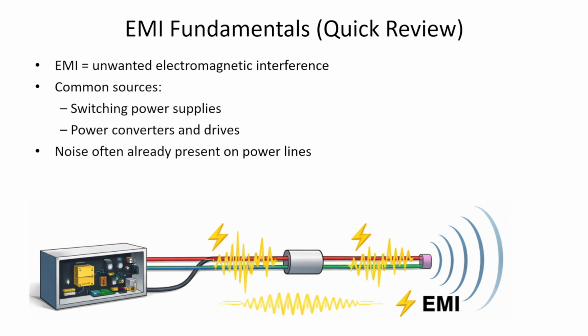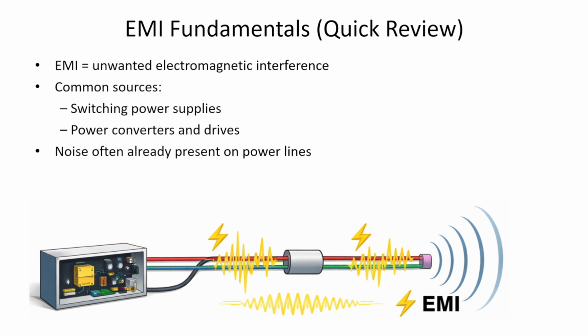Let's begin with a few basics. Electromagnetic interference, or EMI, is unwanted electrical noise that can affect the performance of electronic systems. In power systems, EMI typically originates from sources such as switching power supplies, motor drivers, power converters, arcing or partial discharge, and external RF sources coupling onto conductors.